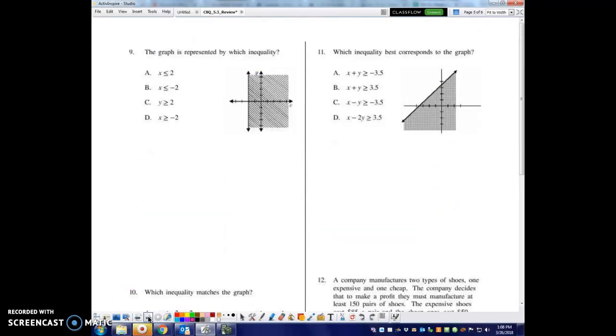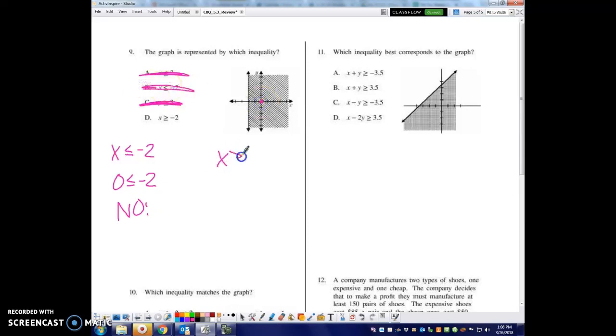Alrighty, next page. Number 9. Which graph is represented by this inequality? Well, it's crossing through the x, so we already know it's not a y equals. It's crossing through the x at -2, so it's not a. So now we just need to see which side to shade. So let's test both. So b, x is less than or equal to -2. Let's test 0, 0. Is 0 less than -2? No, it's not. So you would shade the side that doesn't have 0, 0. But 0, 0 is shaded, so that can't be it.